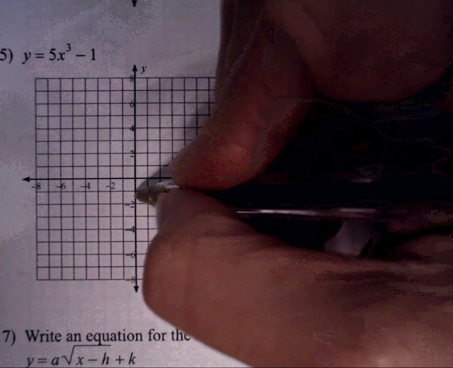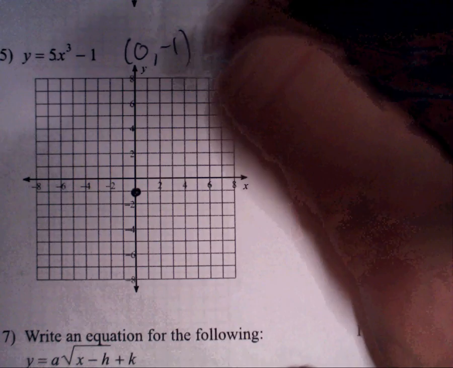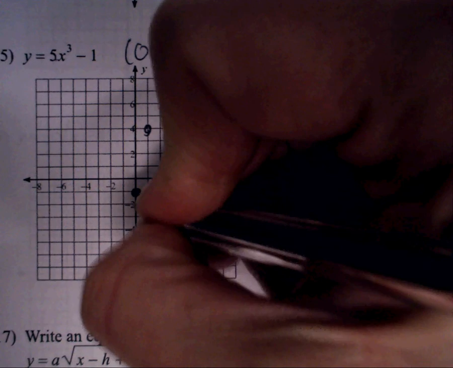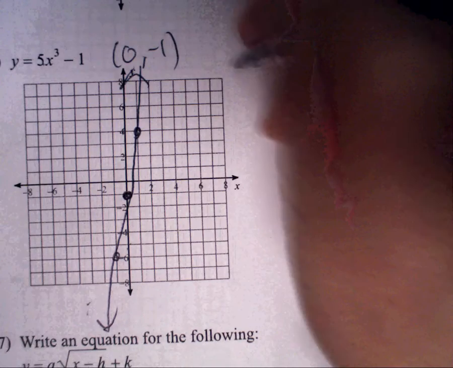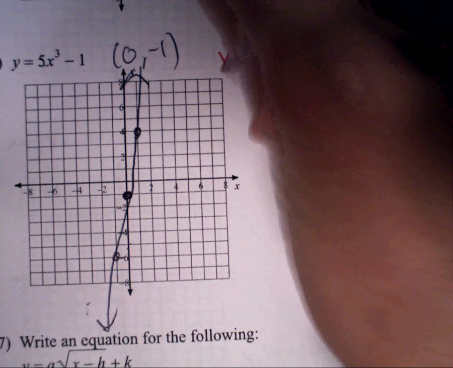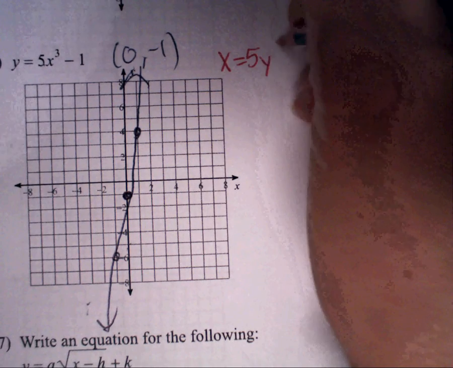So this is (0, -1), and it's a cubic. Cubics connect from top to bottom or bottom to top. But this one's stretched by 5: 1, 2, 3, 4, 5 over 1, and 1, 2, 3, 4, 5 over 1. So this is my cubic. It's super flat, and there are no restrictions on cubics. I'm going to go ahead and find my cube root equation, because that is the inverse of cubic.